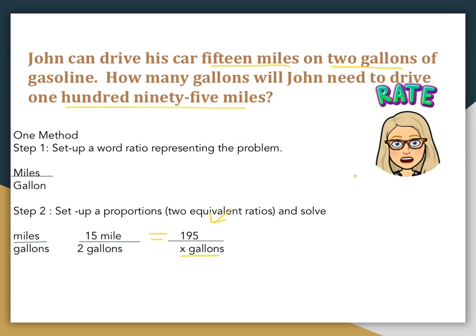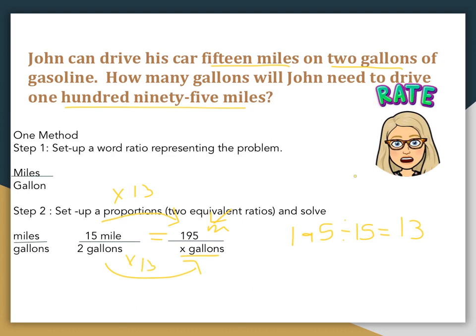Alright, so let's look at the relationship of the information that we know. What we do know is 15 miles and 195 miles, they go together. So the relationship between the two, well, I'm scaling up. Next, I need to find out what is 195 divided by 15. Well, you could do long division, but I've already done it, and it's 13, which means my scale factor is 13. So if I scale my miles up by 13, I'll scale my gallons up by 13.